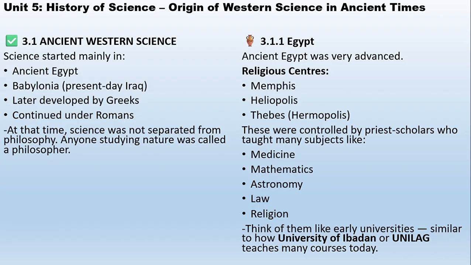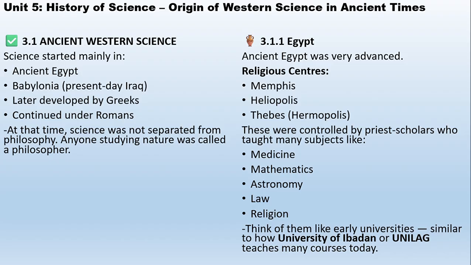So these religious centers were controlled by priest scholars who taught many subjects like medicine, mathematics, astronomy, law, and religion. Let's think of them as early universities that we have in the country, similar to how the University of Ibadan or Unilag teaches many courses today. Even the National Open University has various types of courses.